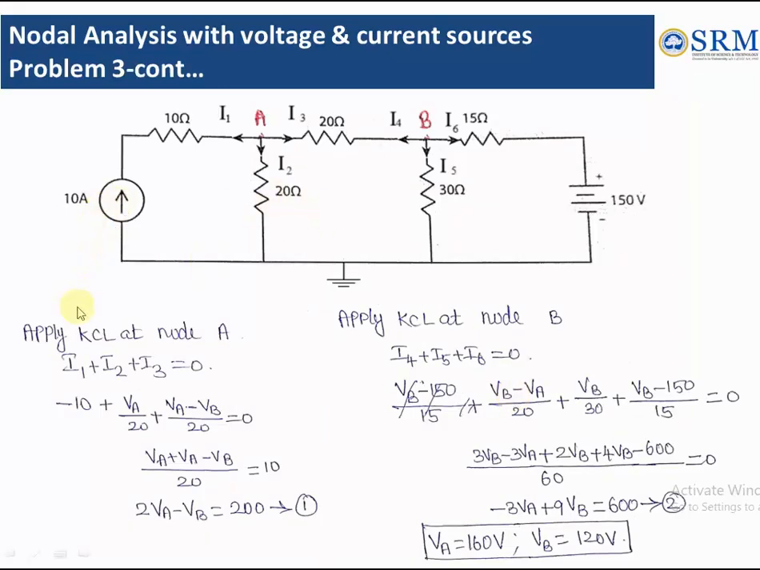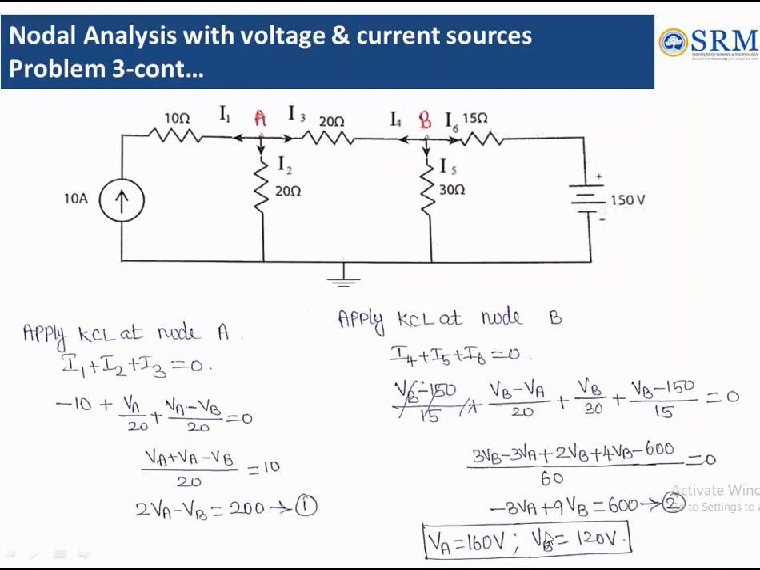Now what we need to do is apply KCL at node A. So I1 plus I2 plus I3 is 0, the outgoing current sum is 0. I1 is nothing but what? Here the 10 amp is in the opposite direction, so minus 10, plus I2 is VA divided by 20, I3 is VA minus VB by 20. Solve and get this equation. Next, applying KCL at node B: VB minus VA by 20, and then VB by 30, then VB minus 150 divided by 15. Solving these two equations, we get VA and VB.